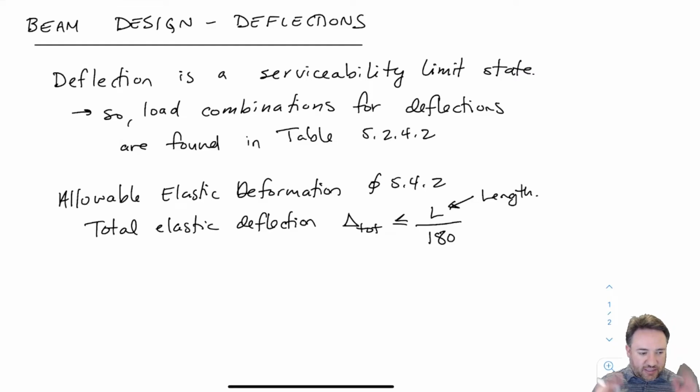So if our span length is 2 meters, then we divide by 180, we get our deflection limitation in millimeters. And then we need to check that against what the actual deflection is. It also talks about modifying that limitation if there is a camber.